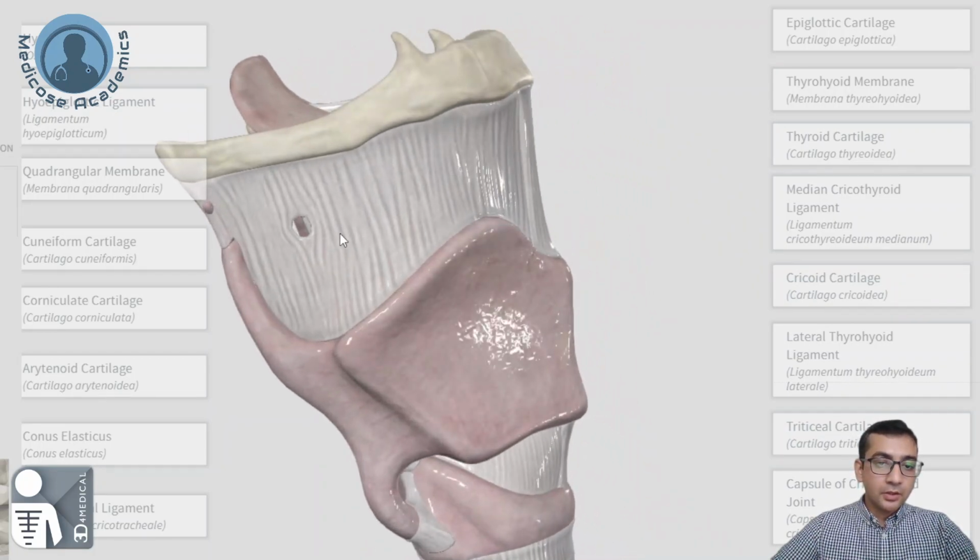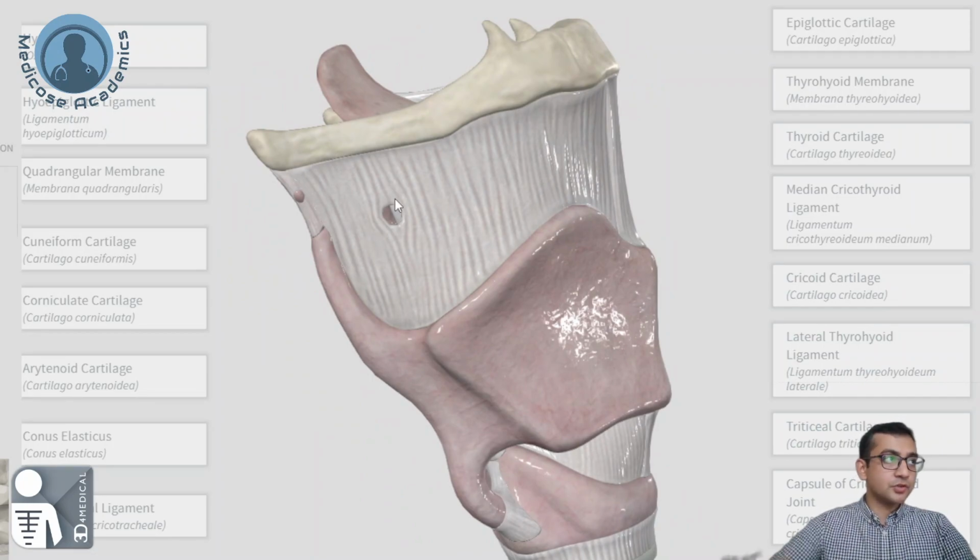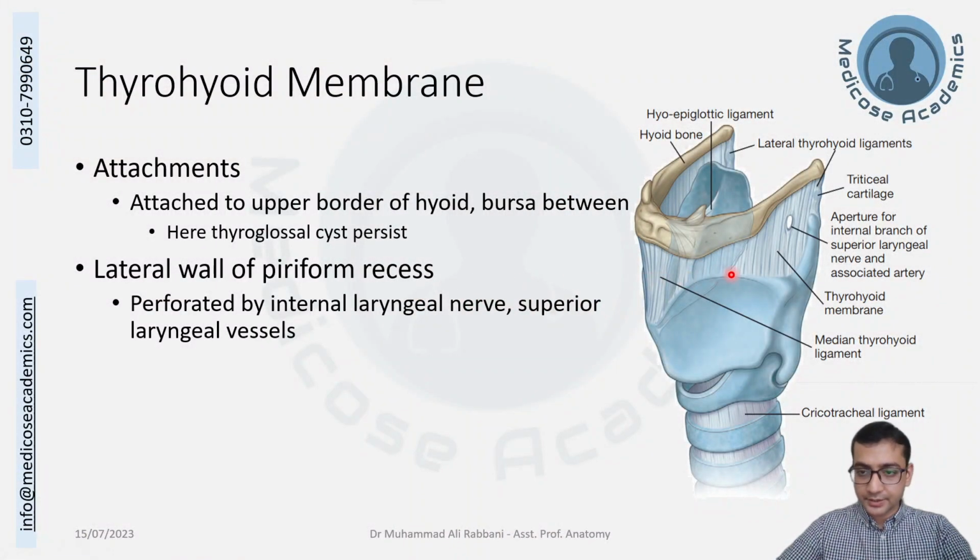There is an opening on the side that allows for the arteries and nerves that are going to the inside of the larynx. We will discuss them with the vascular supply. This is a question that is asked: what are the structures that are piercing the thyroid membrane? That mostly includes the internal laryngeal nerve and superior laryngeal artery and the accompanying vein. We will discuss them when we talk about the arteries. And it is forming the lateral wall of the piriform recess. So let us talk about the piriform recess.